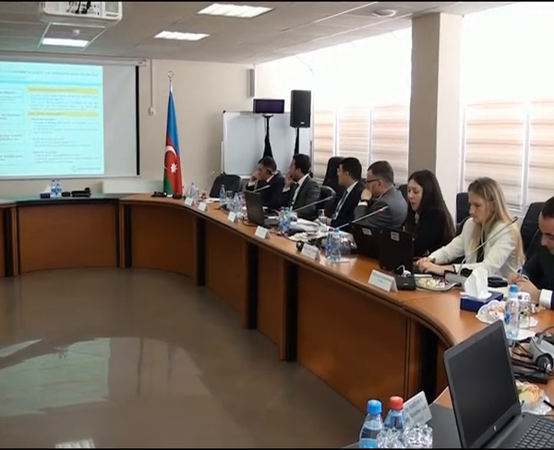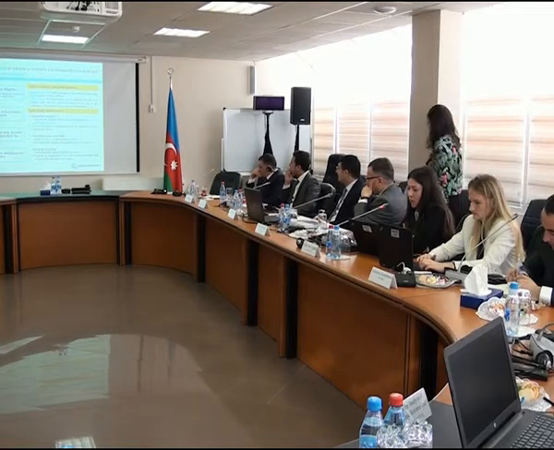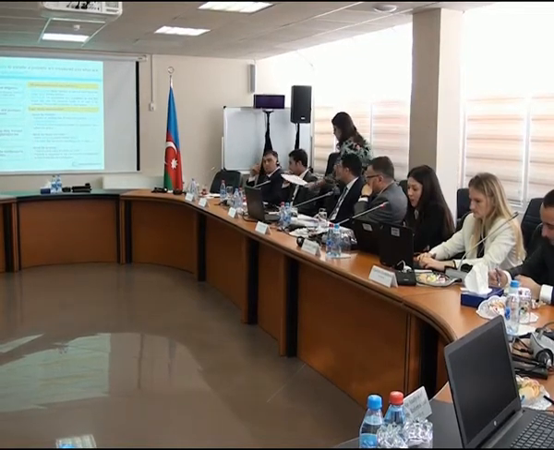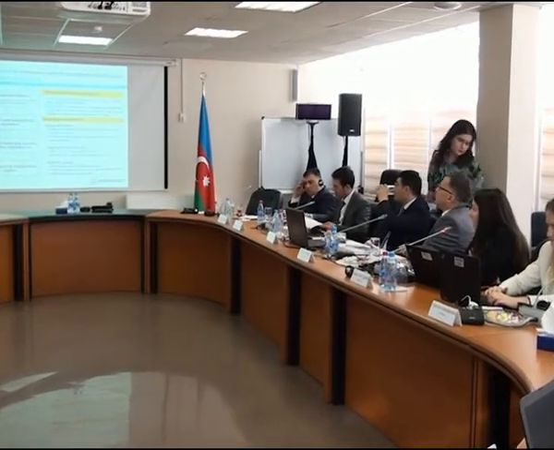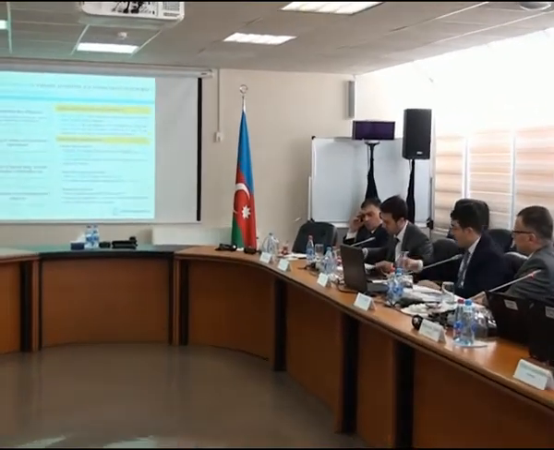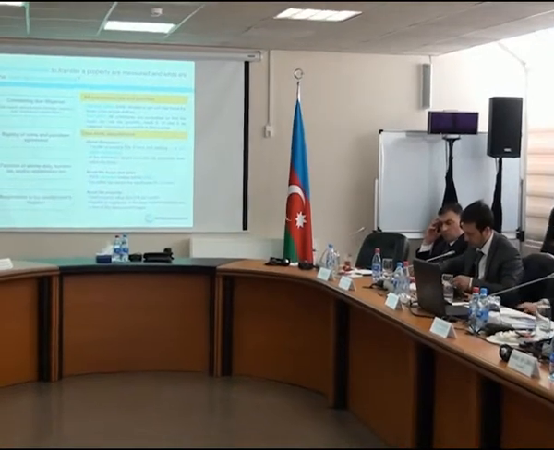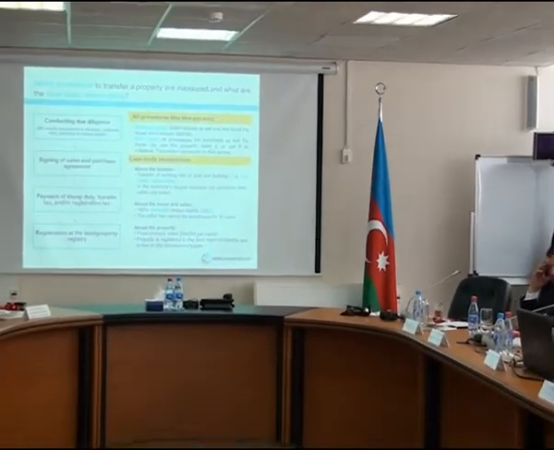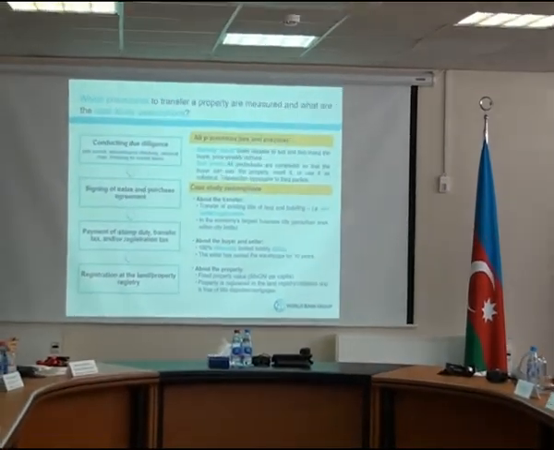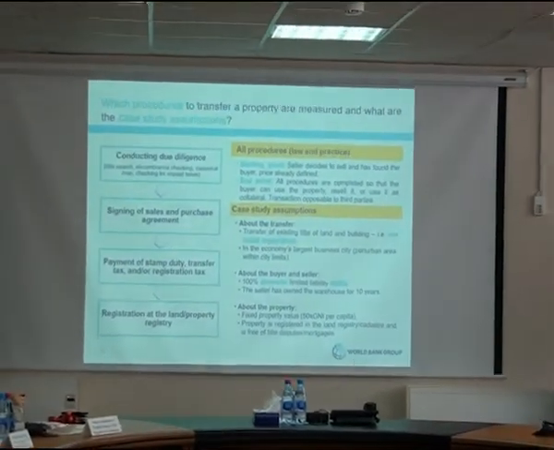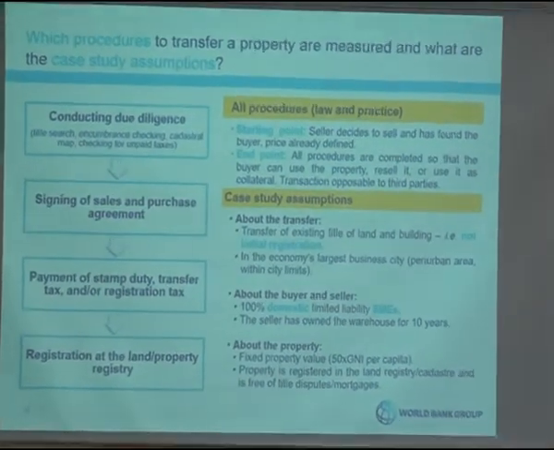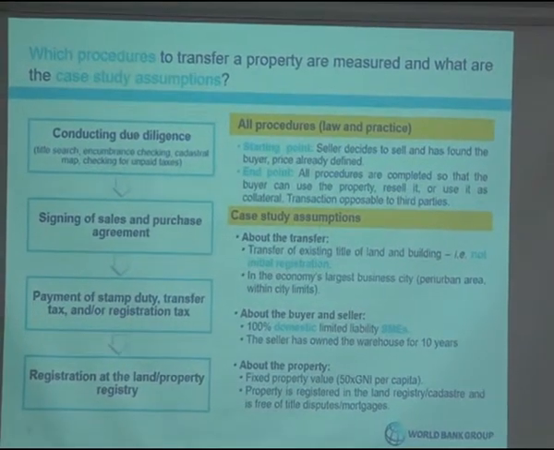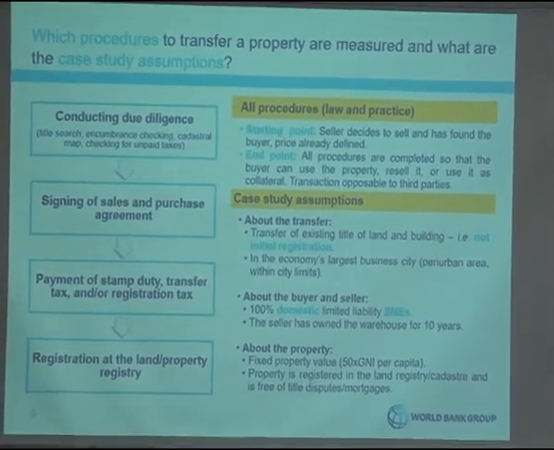Then we check how the payments are going to be done for the stamp duties, how taxes are paid, if there are any registration taxes, and finally, how the registration at the land or property registry is going to take place. And here we end, as I mentioned earlier, by assuming that the property is registered and is ready to be sold again if needed, or is ready to be given as collateral.